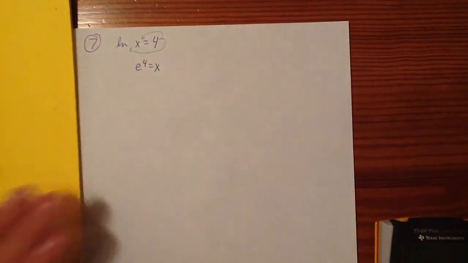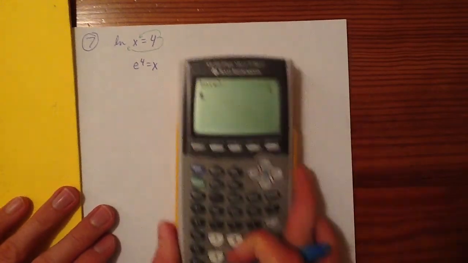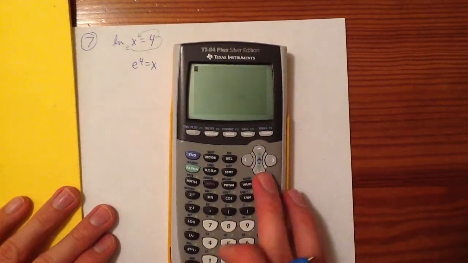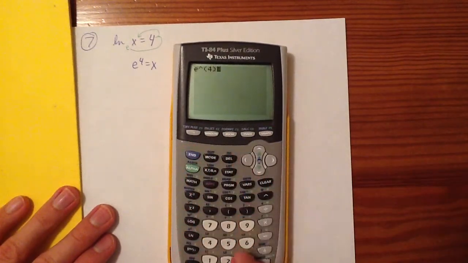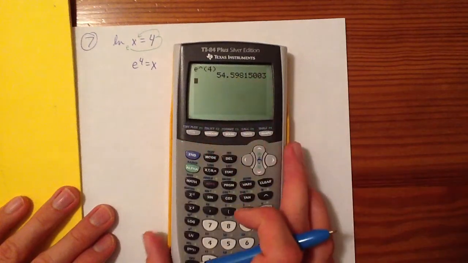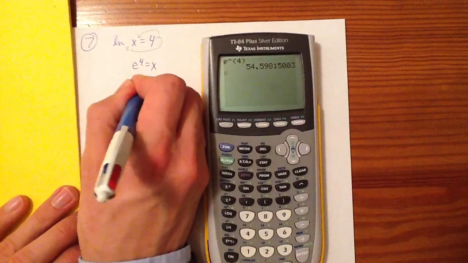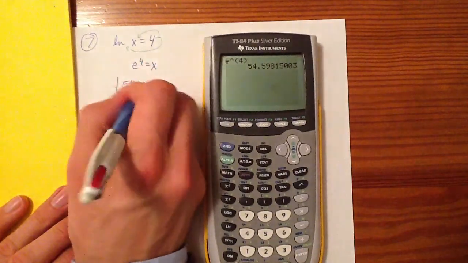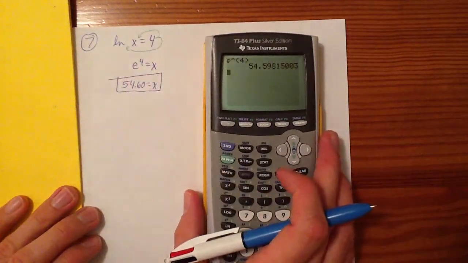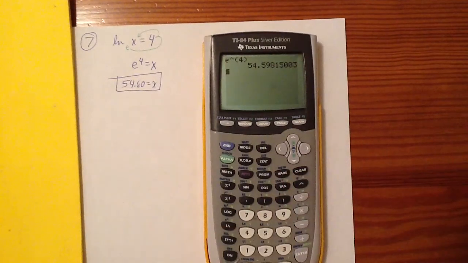And here's the thing. A lot of people get stuck here and they go, I don't know what to do. Yeah, you do. Grab your calculator. Find out what e to the 4th is. 54.60. That's what x is. Okay, number 8.